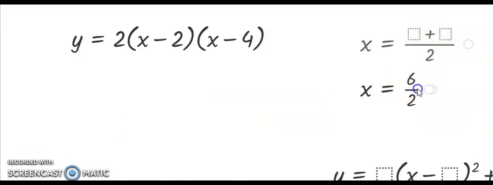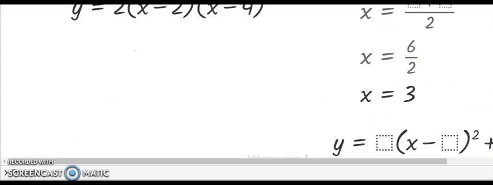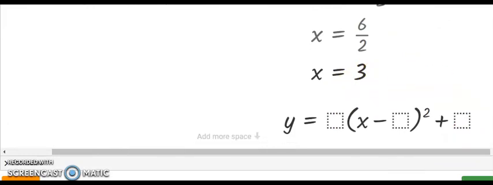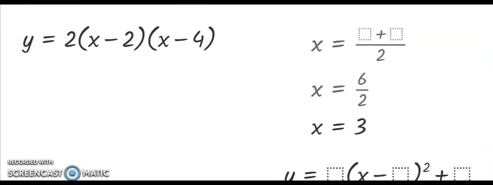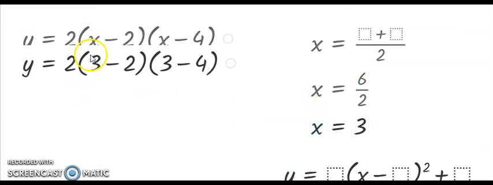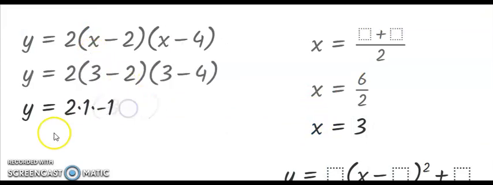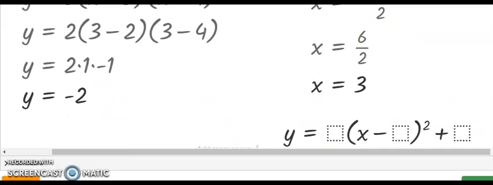So the x value of our vertex is 3. So we need to find the y value of the vertex. So I'll stick the x value in here, and we'll simplify these. So the y value is -2 of our vertex.